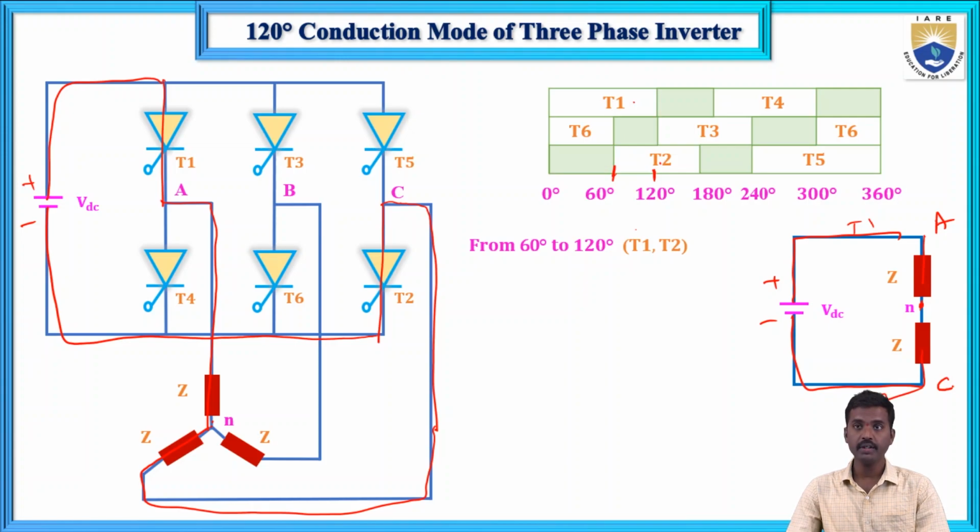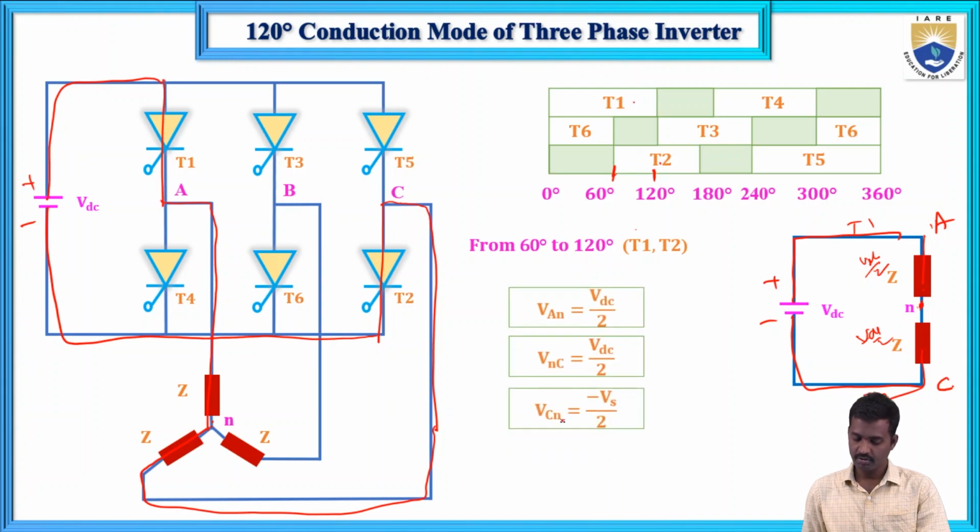Now same thing, same formula, voltage division rule. Here VAN equals VDC by 2, already we discussed, and VNC equals VDC by 2, so VCN is minus VDC by 2. And what about VBN? There is no connection for this leg, so VBN equals 0.